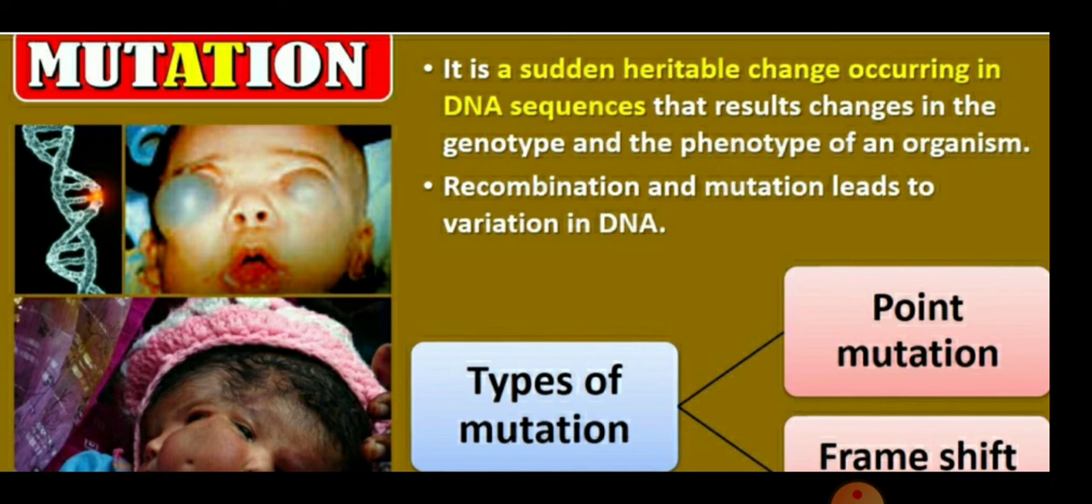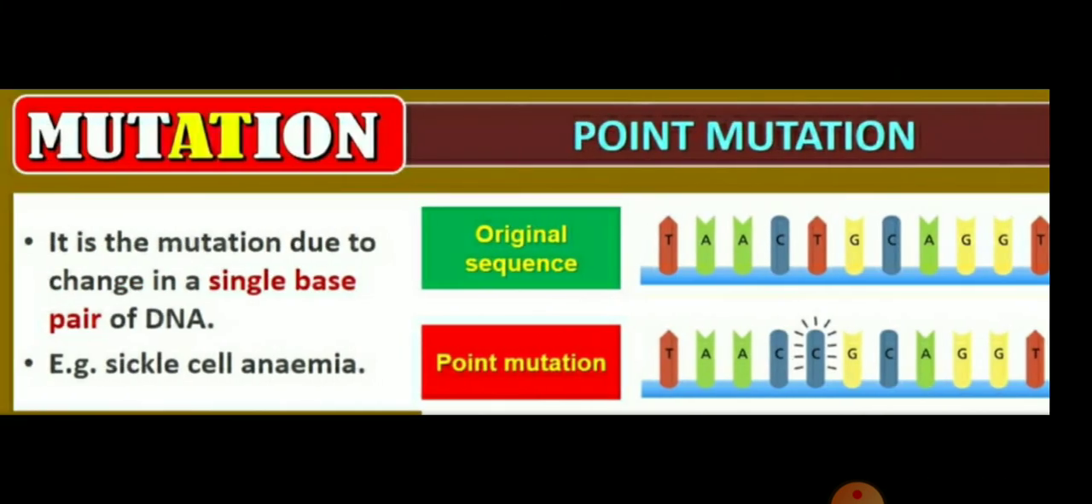So children, basically there are two types of mutation. First is the point mutation and the second is frame shift mutation. In the point mutation, it is a mutation due to the change in a single base pair of the DNA. For example, sickle cell anemia disease is caused due to the point mutation.